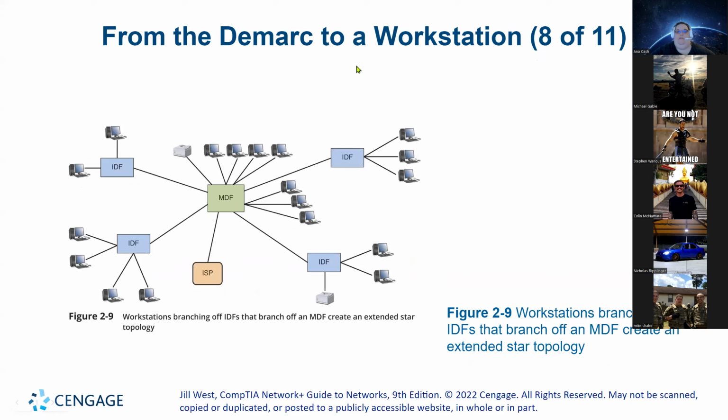So here's your MDF, IDF, ISP. So remember, the MDF is the main big guy and the IDFs are the others. So the ISP comes into the MDF, MDF goes out to the IDFs, okay?